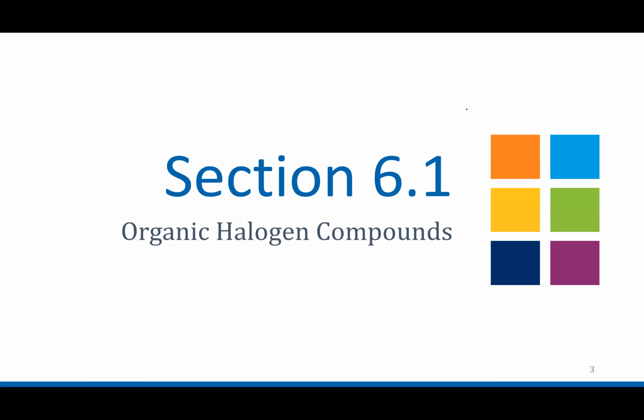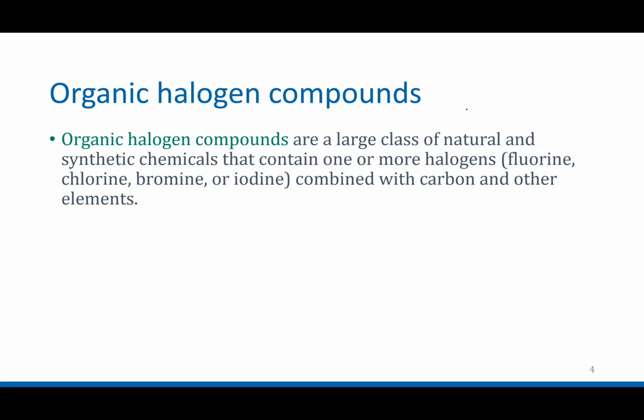What about some organic halogen compounds? So organic halogen compounds are basically exactly what they sound like. They are organic compounds that contain one or more halogen. Halogen, if you can't remember, we did this in chapter 1. You guys did this in chemistry 1120, even 1121. Halogens are group 17 or 7A on the periodic table.